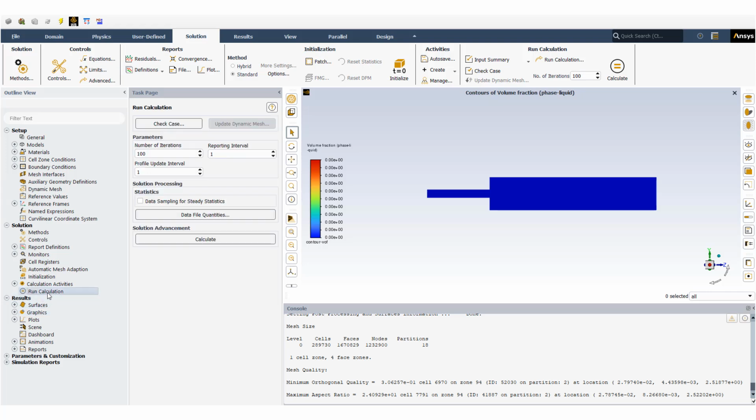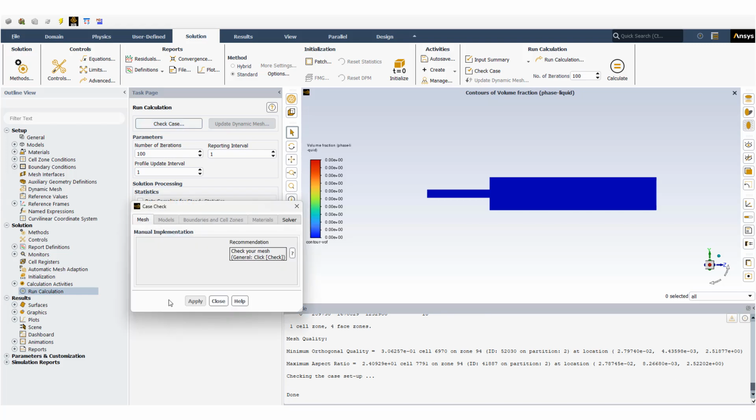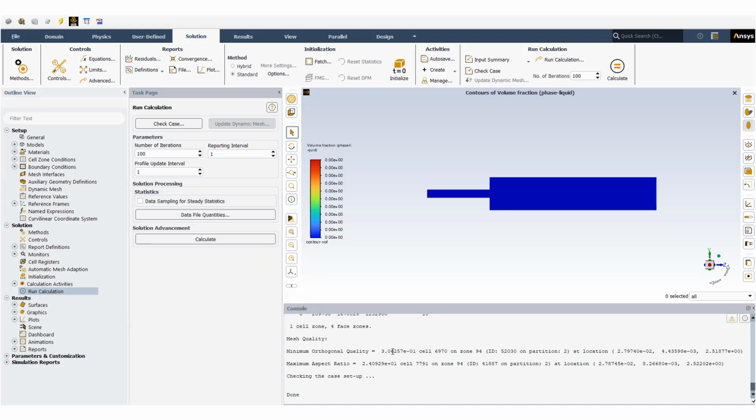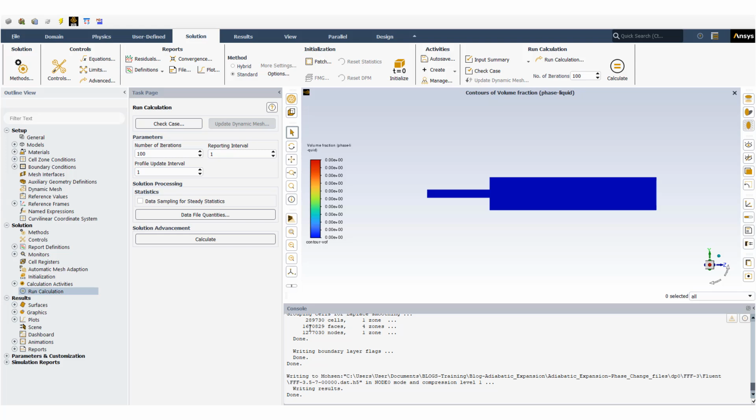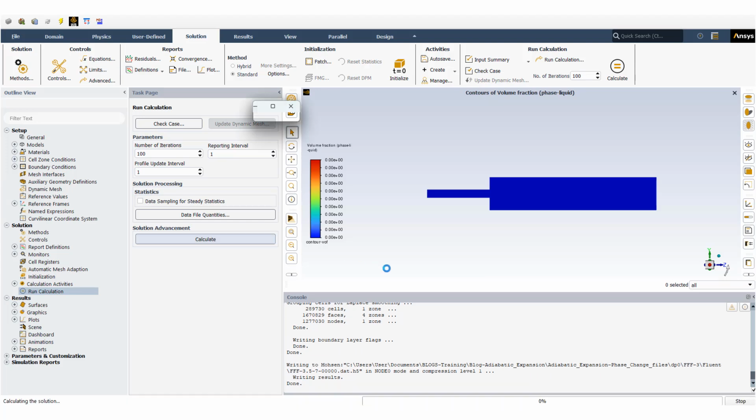Let's run the simulation. You can check the cases here. It is only about the mesh. It is something that we always do, to check the mesh. We know that we have good orthogonality, minimum orthogonality in the domain, so we're good. Let's run it. Before that, you can save the model. Be sure to do this before starting the simulation. Okay, let's start the calculation.